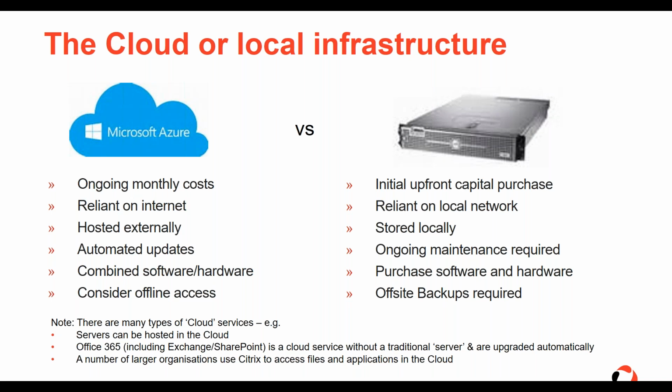So really, in summary, the key differences between the two models are platforms like Azure. There's ongoing costs. You are relying on the internet, so it's very web-based. It's hosted externally by someone else. The updates are automated. The costs are combined with software and hardware, so it's just one fee. And you need to consider, what happens if you're offline. Whereas in the old model, the server model, you basically buy the servers up front. You're relying on your local network and being accessible to that location. So everything's stored locally. And you've got that ongoing maintenance required. So you have to purchase the software and the hardware.